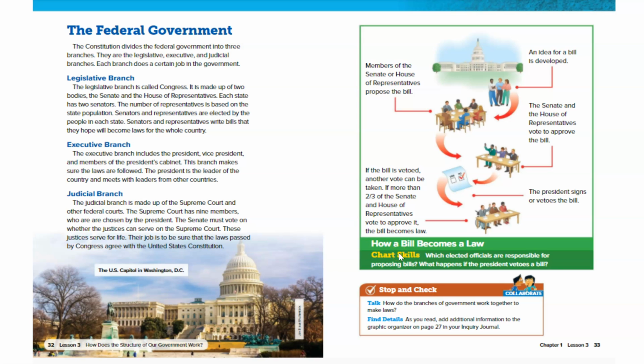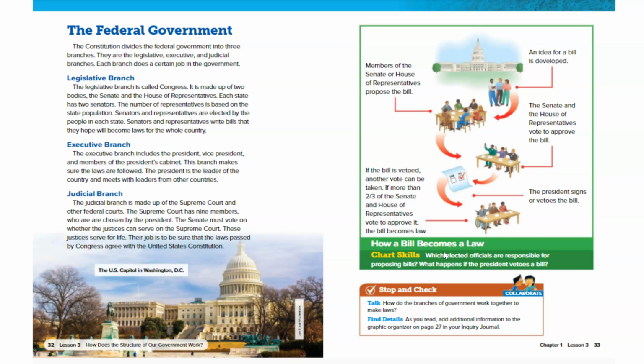After analyzing this diagram, which elected officials are responsible for proposing bills, meaning presenting the bills to others to see if it should become a law? Pause right here to answer that question. That's right. Members of the Senate and the House of Representatives can propose a bill.